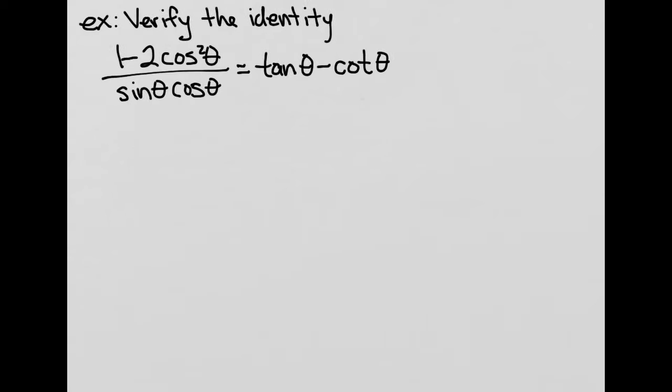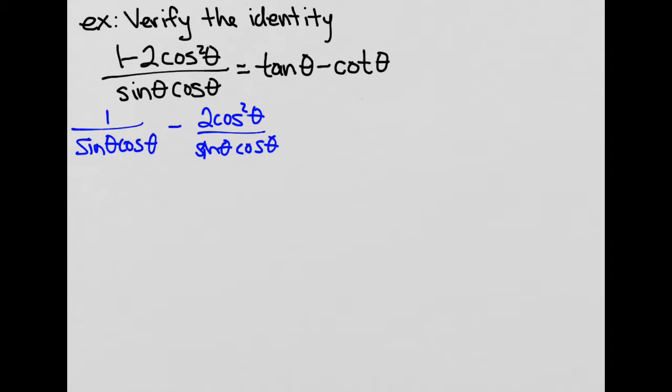Let's look at one more example. Alright, this is a little more complicated. Both sides look not very simple. So again, let's try to work with the more complicated side first. What I might do is break this up into 2 fractions. So that would be 1 over sine cosine minus 2 cosine squared over sine cosine. Now the first fraction doesn't simplify, but in the second fraction we can get rid of one of the cosines on top with the cosine on the bottom.